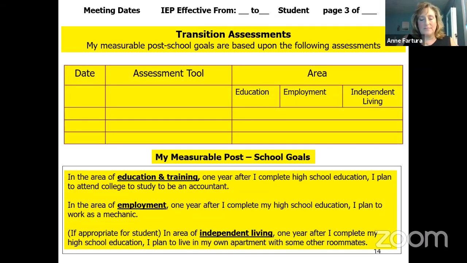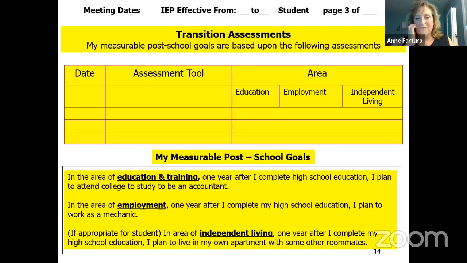So I'm going to jump down just to highlight them. They are education and training, employment, and independent living. Beyond just, and we do want to capture, as you can see in those I statements next to the area of education and training and the area of employment, we do want to hear directly from the youth about what they envision themselves doing after they complete high school, a year after high school.